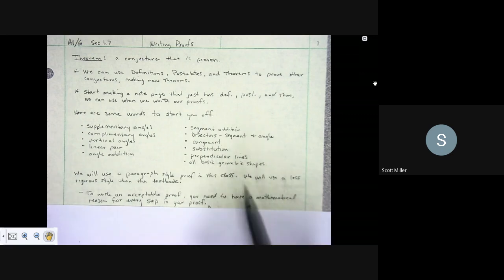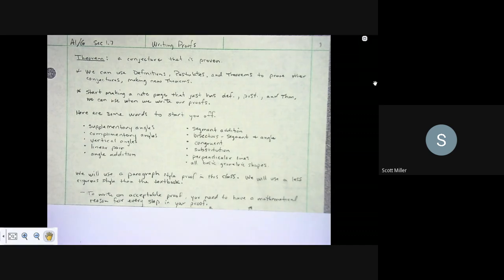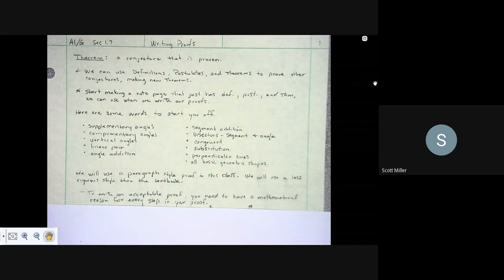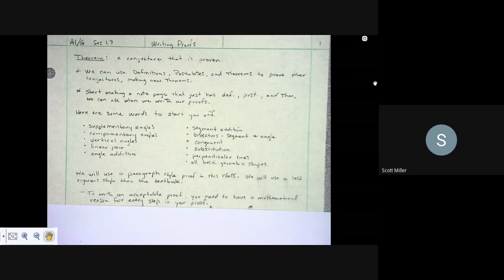Also know any of your basic geometric shapes. You want to know as many characteristics as you can, like squares. If you have to deal with a square, all sides are congruent and all the angles are 90 degrees. These are little characteristics that you want to make sure you know.